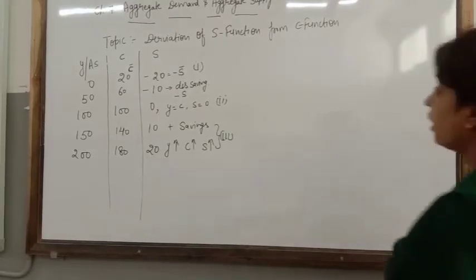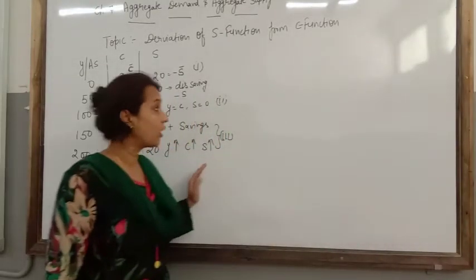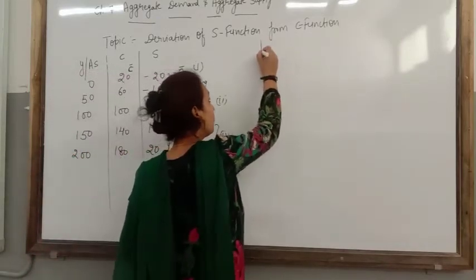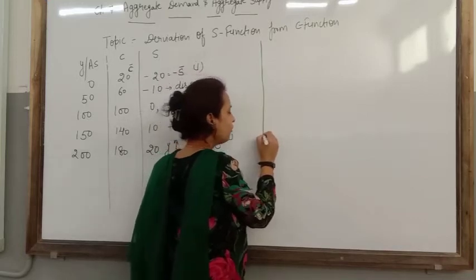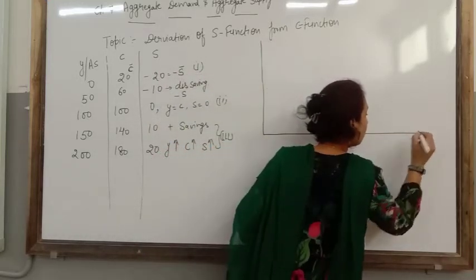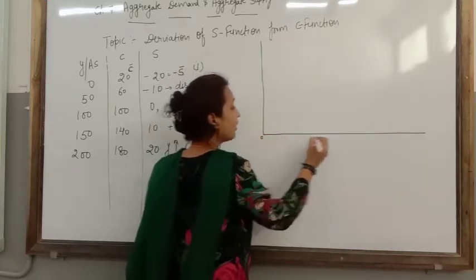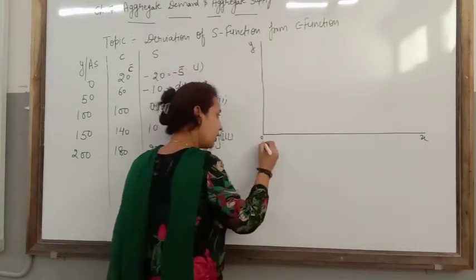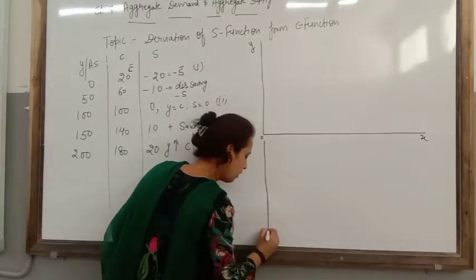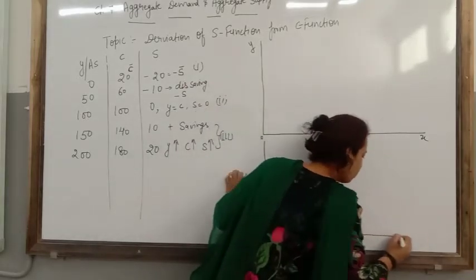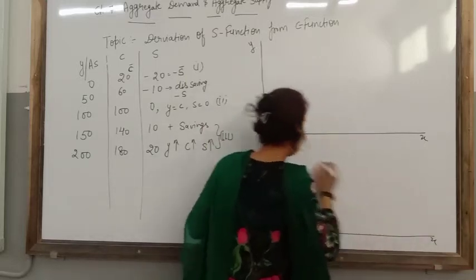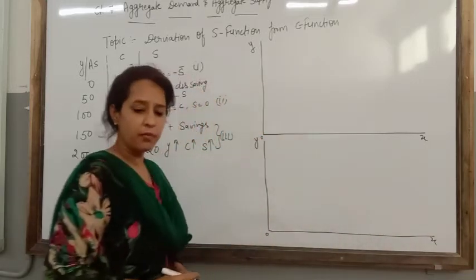Now, how are we going to find the saving function from the consumption function? Look here. First of all, we are going to draw a diagram of the consumption function, and exactly below it we are going to draw the saving function. Clear? You have to draw these diagrams parallel.